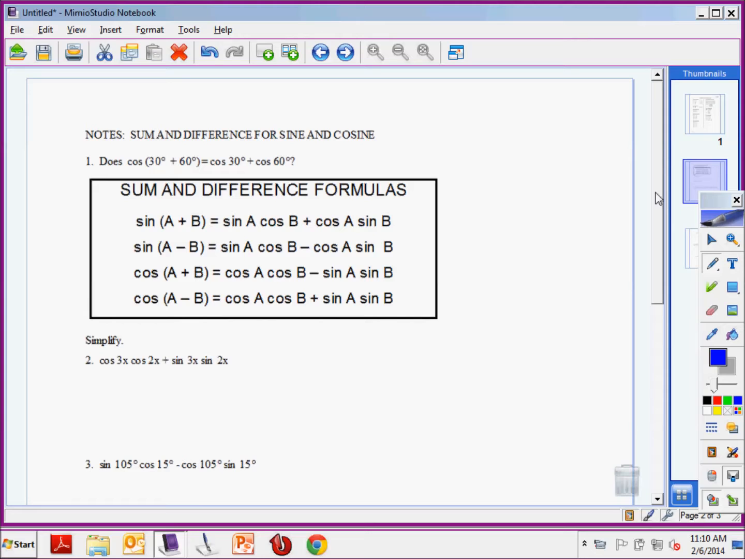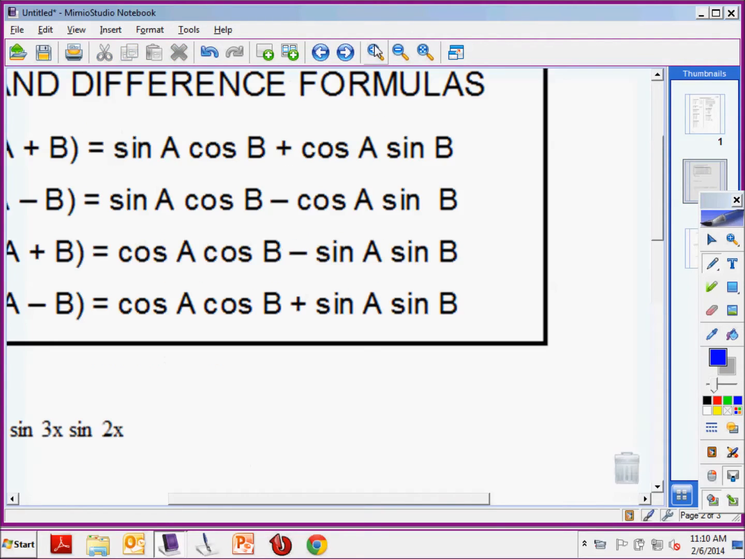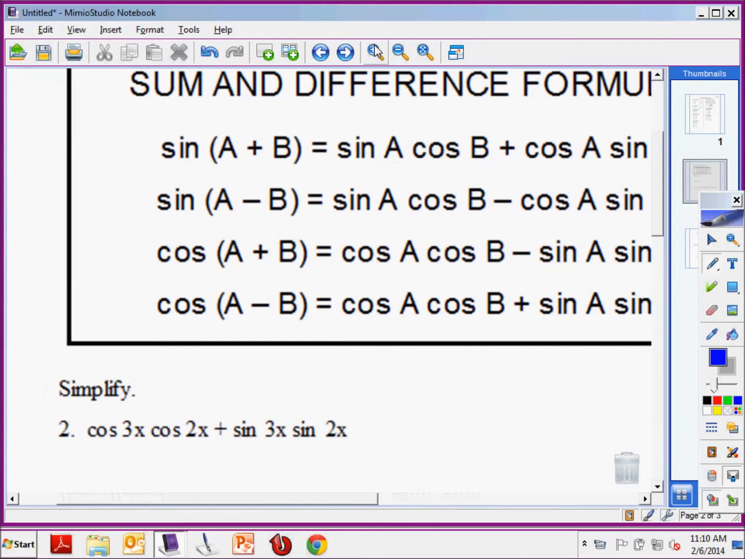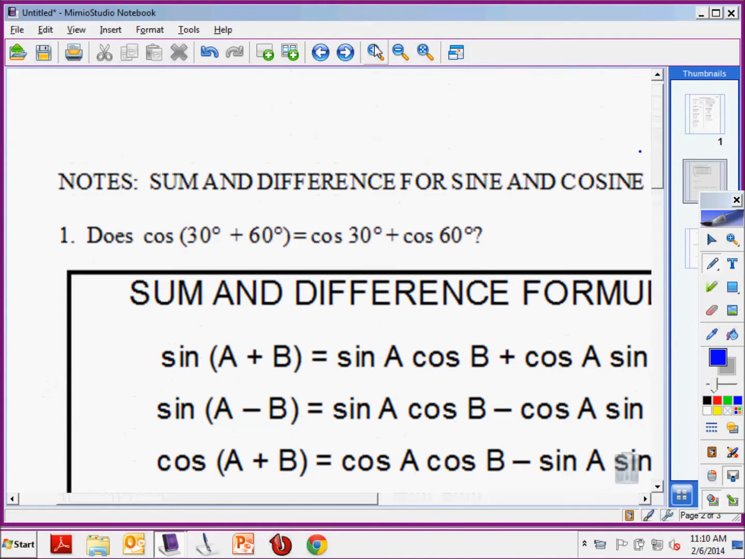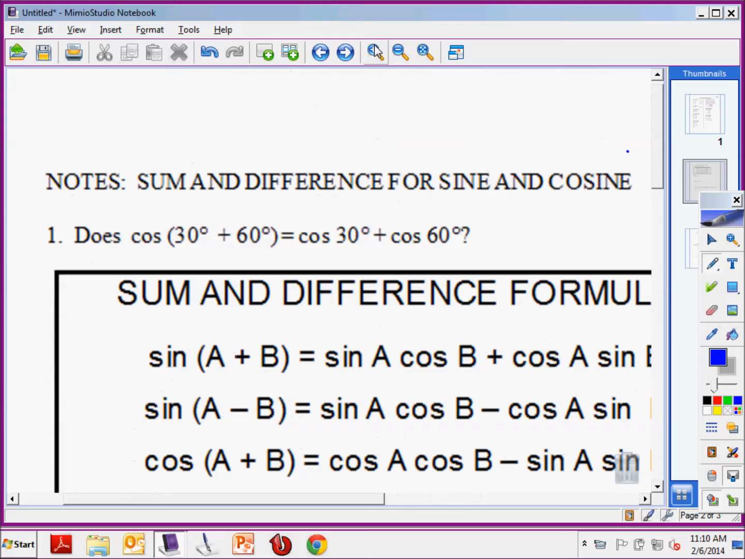When you're doing sum and difference, you have to be very careful because you would assume that all you do is just add the two angles together to find their cosine, but that's not true. If we look at our unit circle, we have cosine of 30 degrees plus 60 degrees. Well, what's 30 degrees plus 60 degrees? 90. So that gives you 90 degrees. Well, look at your unit circle. What's the cosine of 90 degrees?